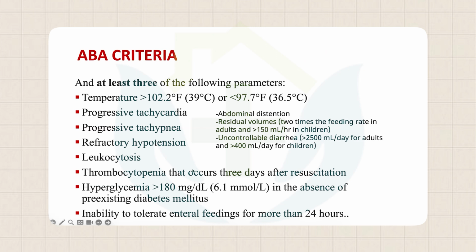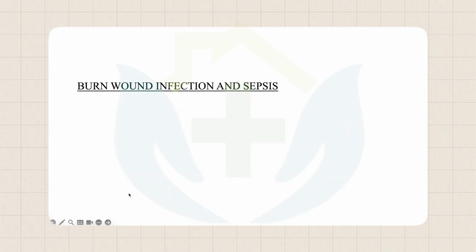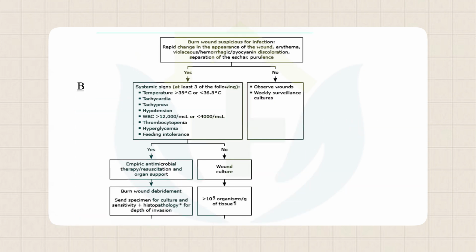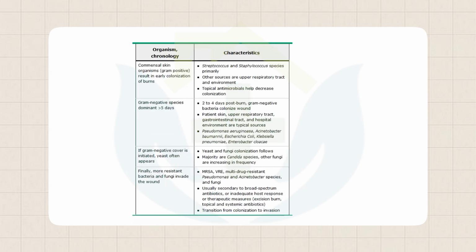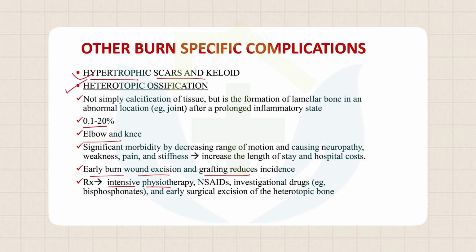You need to have three out of the following: temperature, persistent fever, tachycardia, tachypnea, hypotension, and, important to remember, thrombocytopenia, hyperglycemia, and intolerance to feed. These three are atypical signs of an infection in these patients. Antibiotics: nothing so much. It's based on the hospital and their antimicrobial policy. Mostly it's gram negative; very rarely gram positive organisms. Other than these usual complications, you can have hypertrophic keloid and heterotopic ossification, but these are generally chronic problems, seen after 3 to 4 weeks of burn care.